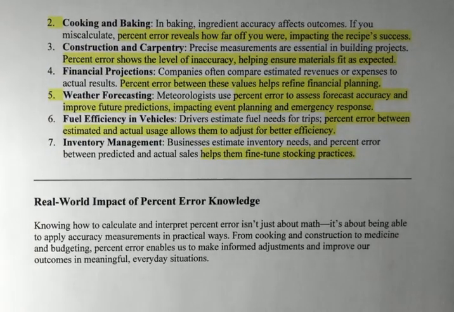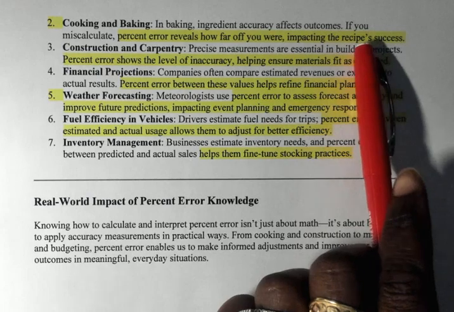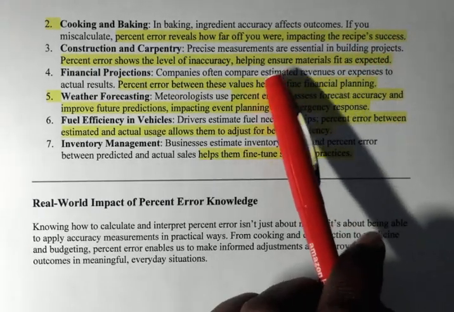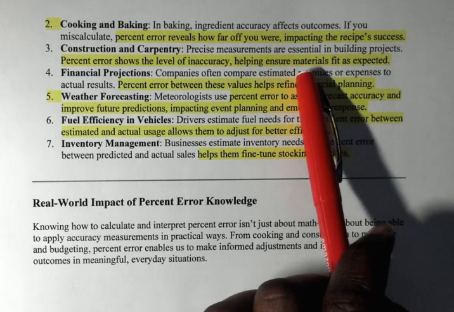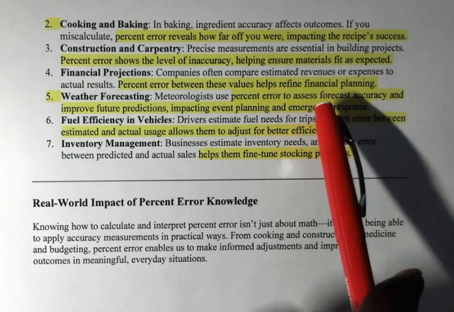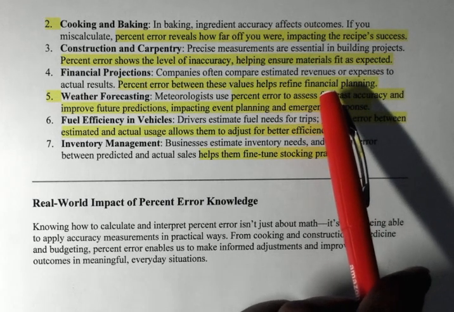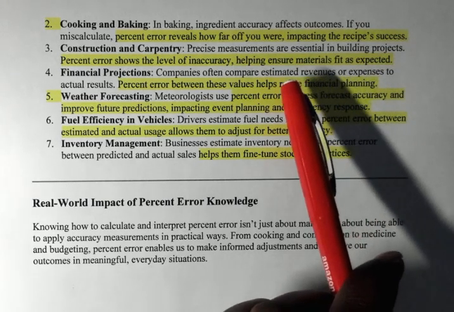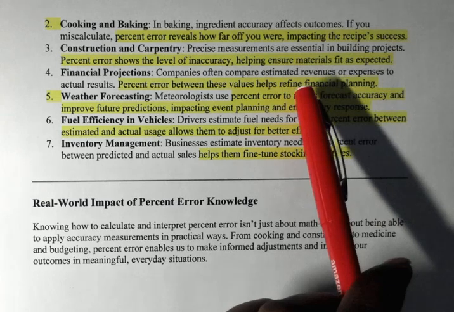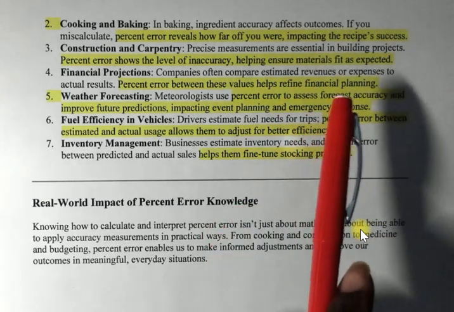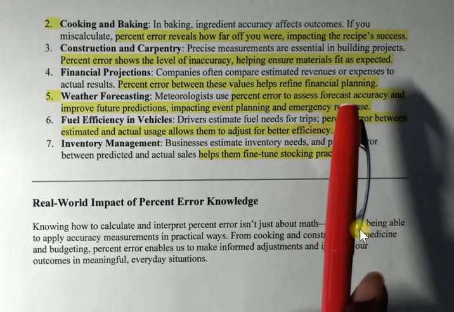When we're cooking, we want to make sure that our recipe is going to be a success. In terms of construction or carpentry, we want to make sure that our materials fit the way that we would like for them to. If we're talking about the projections of our finances, we want to make sure that we're able to accurately compare our estimated revenues to the actual amounts. And that just helps us so that we can have better planning financially.